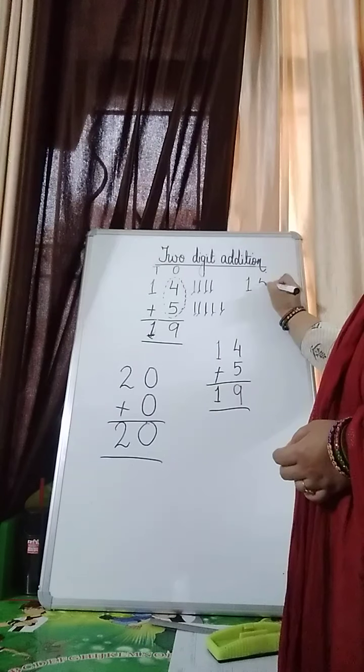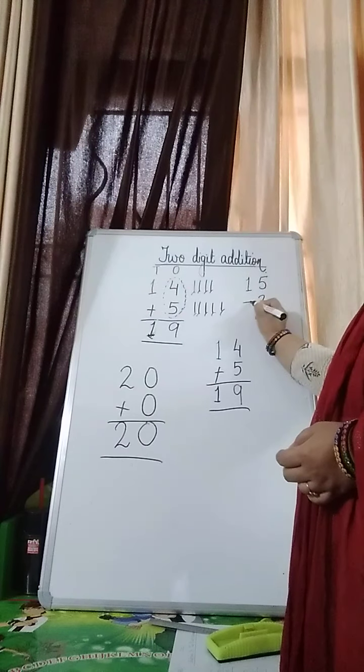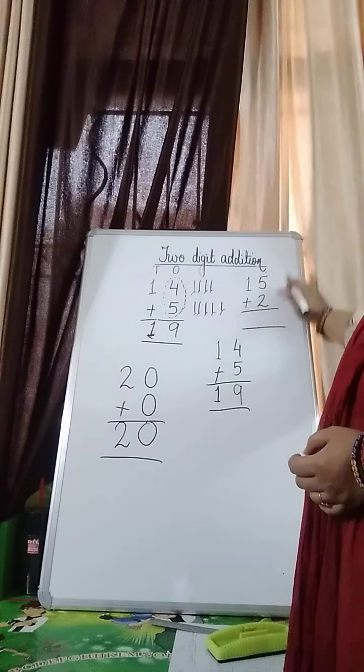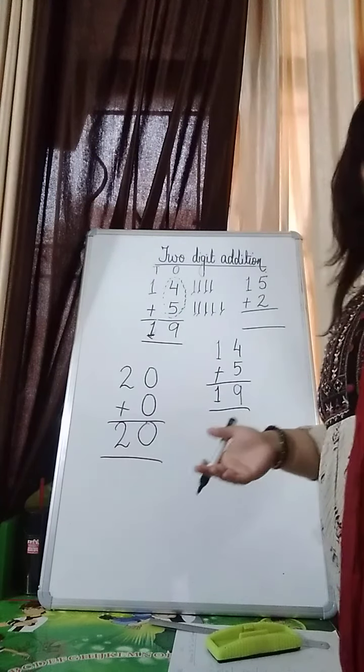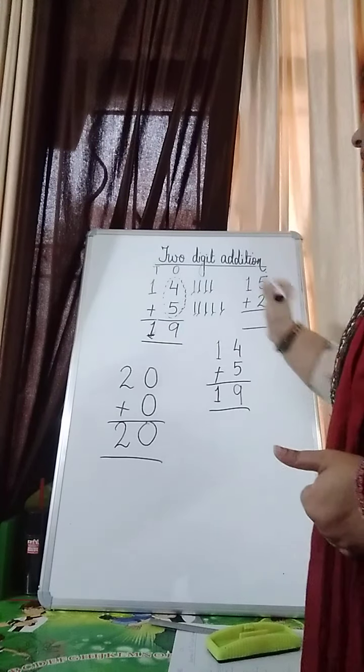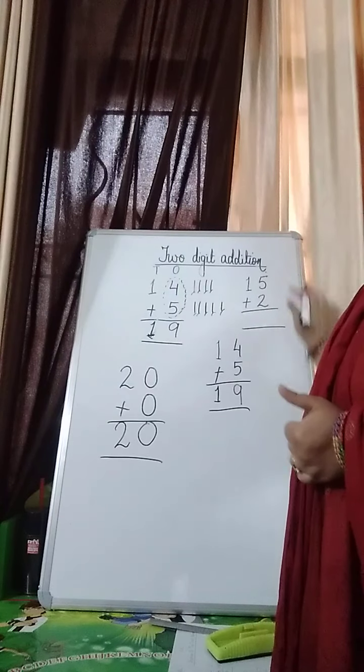1, 5, 2. Now again take this part, this portion first. As I have told you, your left side portion should be checked and added first rather than the right hand side. On the left you will take 5 and 2.